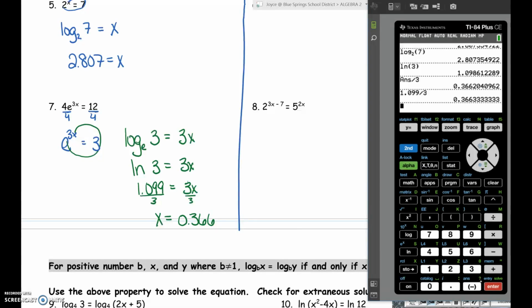So in your answer keys, if your answer is a little bit different from mine, it might be because you rounded in a different spot.